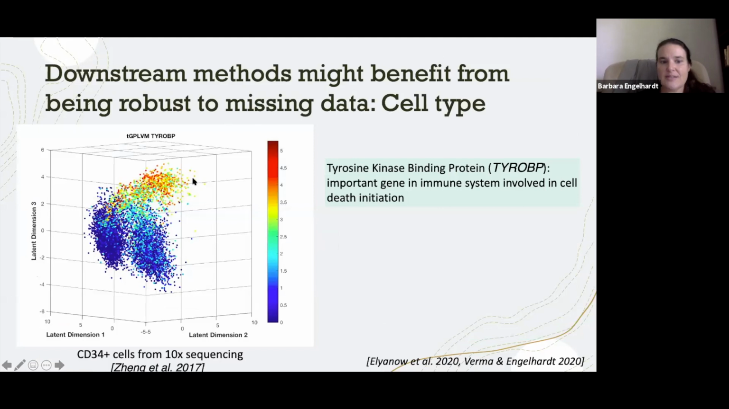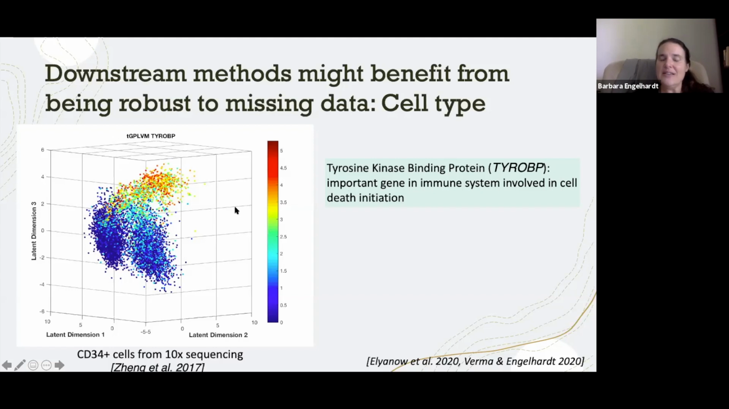And so we performed this type of analysis, this dimension reduction for imputation, in a lot of different data sets. Here's an example of immune cells using 10x sequencing. And here's dimension reduction using all 20,000 genes, but then we only overlay the values of a single gene. This is a tyrosine kinase binding protein. And you can see, again, a lot of zeros in these data representing the sort of dropout.